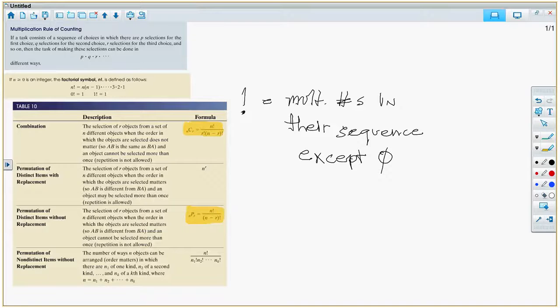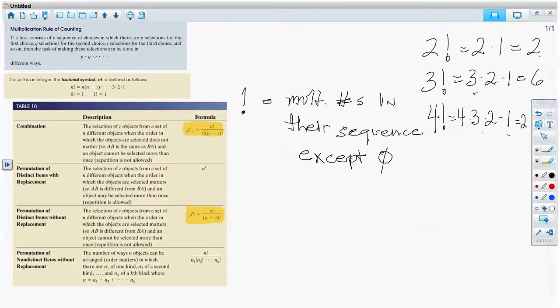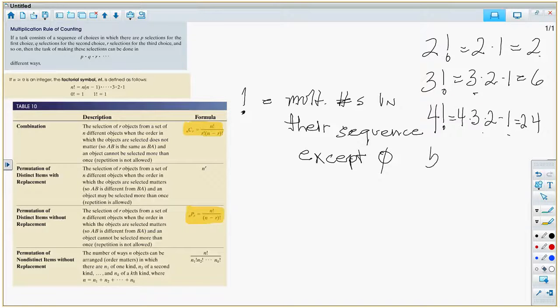Okay? So pick a number between 1 and 10. 2. 2 factorial is equal to 2 times 1, which is 2. 3 factorial is what? 3 times 2 times 1, which is 6. Or you can take the 3 and multiply by 2 factorial, which is this right here. 4 factorial, 4 times 3 times 2 times 1, which is 4 times 3 factorial, which is 4 times 6, which is 24. 5 factorial. 5 times 4, sorry.